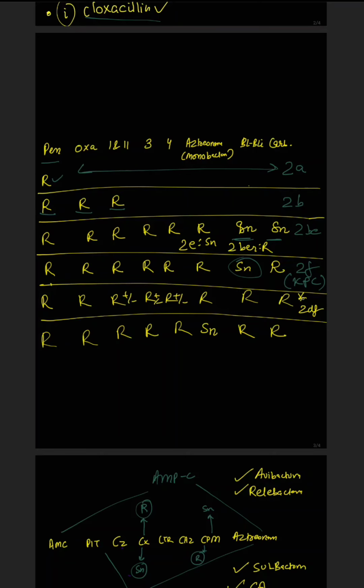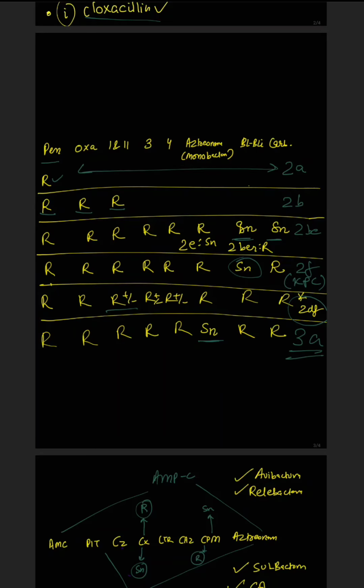There is one more dangerous class which is 2DF, that is our carbapenemases of OXA 48. Everything will be resistant in it except the first, second, third generation cephalosporin, which might or might not be resistant or sensitive. And the last is aztreonam. Only aztreonam is working, nothing else is working. What we are seeing here, it is 3A.